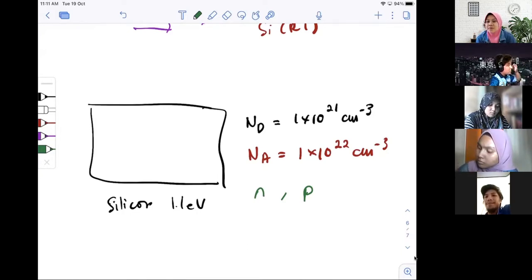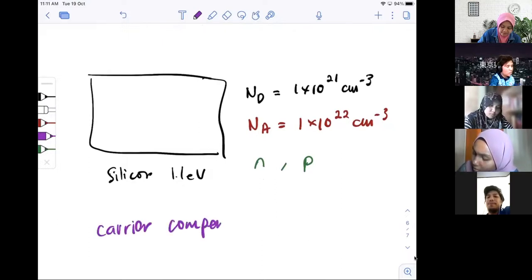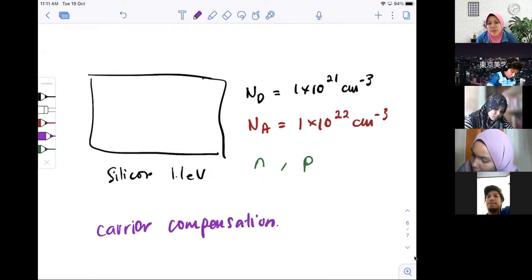Can you repeat that again? Louder. The donor fills the acceptors' holes. What do you mean by fill? The extra acceptor electrons are only 1 times 10 compared to the donor concentration. Okay, so everybody, you can go and Google carrier compensation.